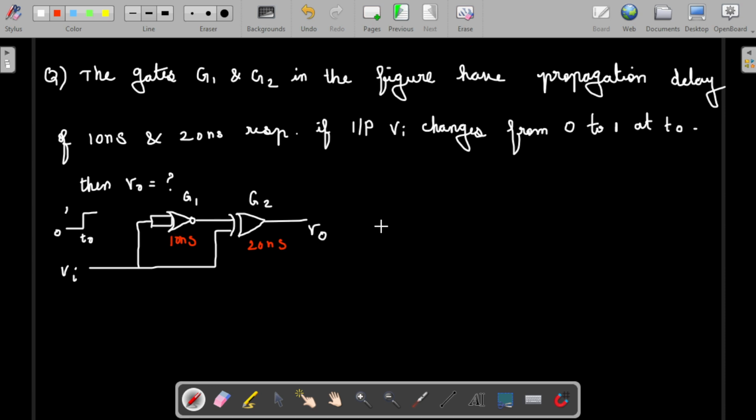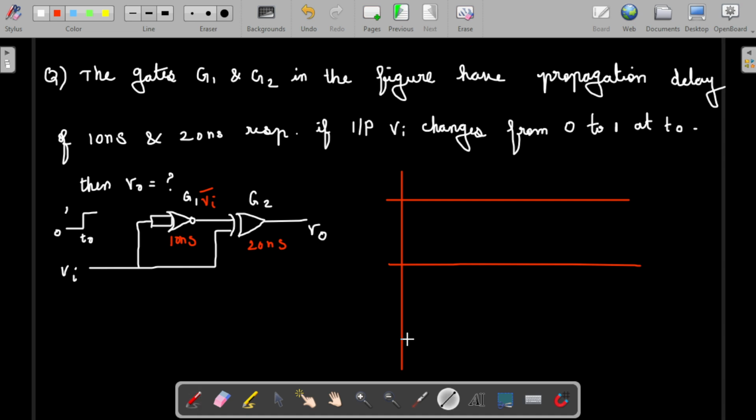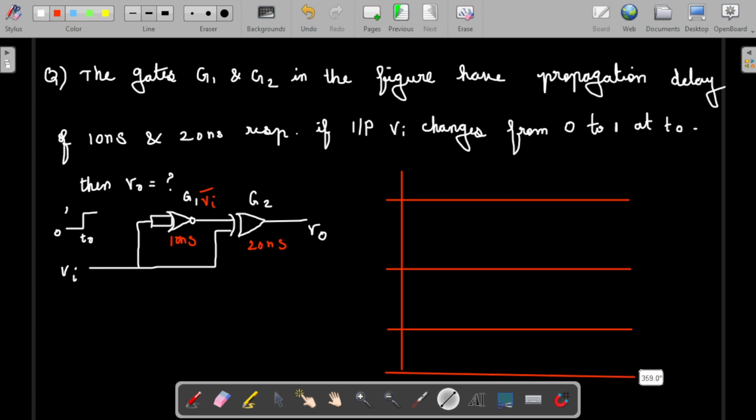Let me draw a curve here, so it will be helpful for you to trace everything in a single line. This is the input graph. Here I am pointing out one more thing, that is Vi dash, which is an intermediate output. This is for Vi dash, this is for V naught, and this is for the actual V naught. I will let you know what the difference is here, so please stay tuned, guys.